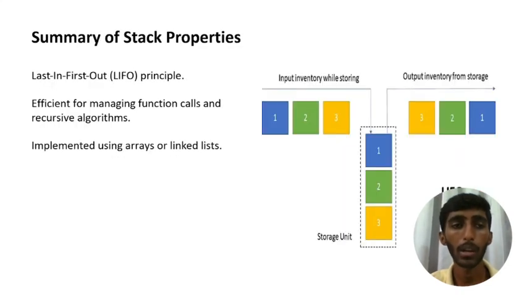Summary of the stack properties. Last in, first out (LIFO) principle, effective for managing function calls and recursive algorithms, implemented using arrays or linked lists.